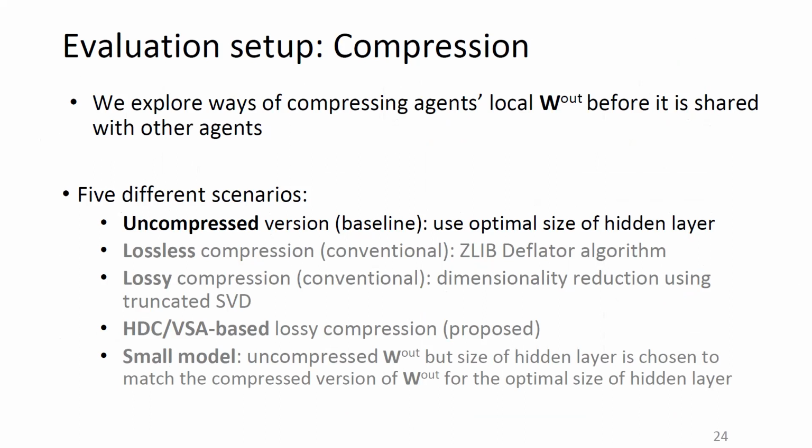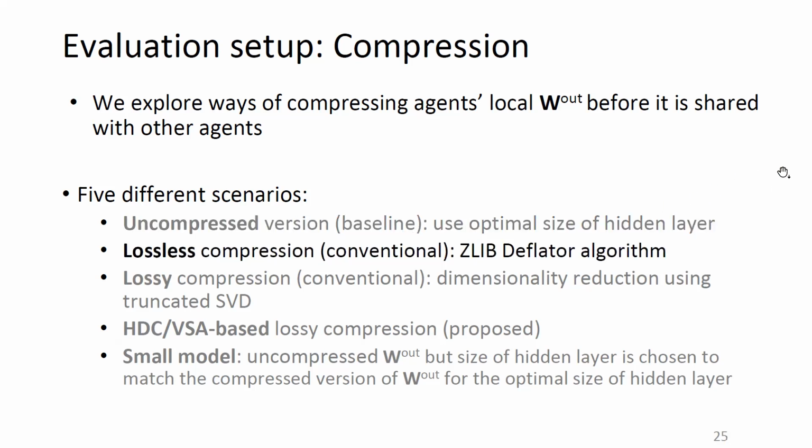So after we proved the effectiveness of our compression approach and our distributed framework for RVFL networks, we moved to evaluating how well we were compressing the W out of the single classifier before sharing it with the other agents. We did some tests with 5 different scenarios. First one is the uncompressed version, so this is the baseline. We use the optimal size of the hidden layer. We do not compress the W out, and we transfer it from agent to agent as is. So this will be, of course, the optimal one.